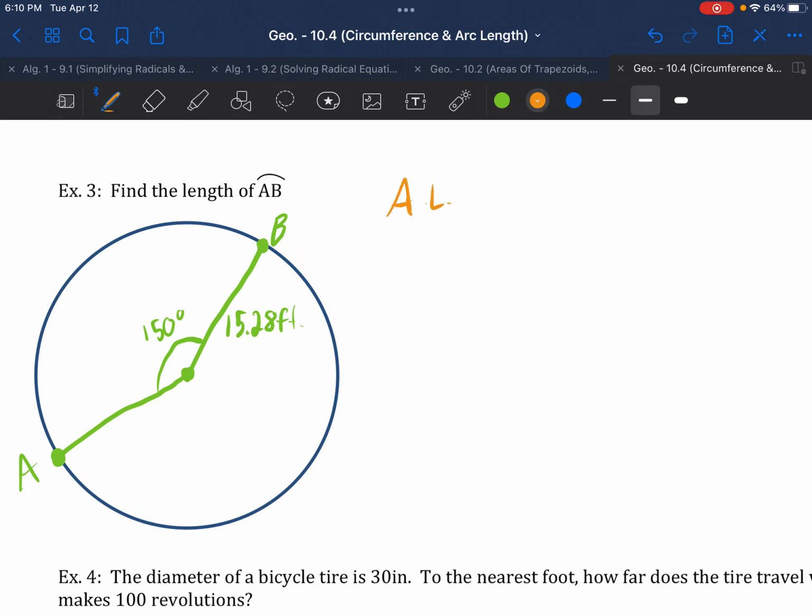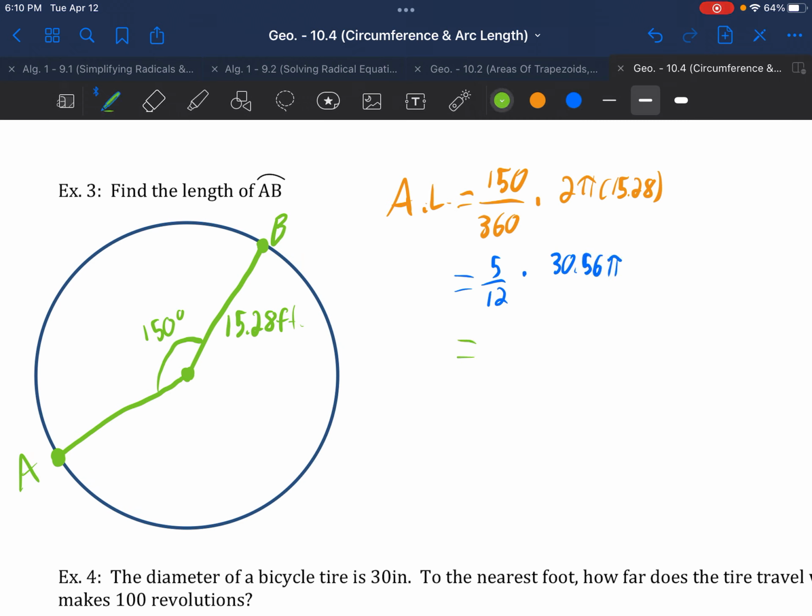Arc length is going to be equal to the arc measure, which is the same as the central angle, 150 over 360, the whole circle. Then take that times the circumference, the whole distance around the circle. And we're going to get 2 times pi times 15.28, which is the radius. So 150 over 360 simplifies to 5 over 12. 30 goes into both. And 2 times 15.28 is going to be 30.56 pi.